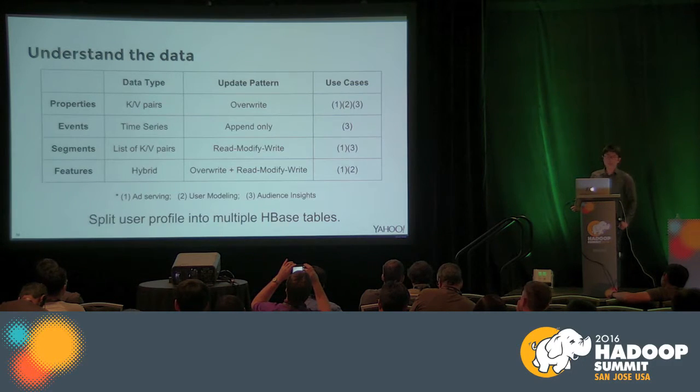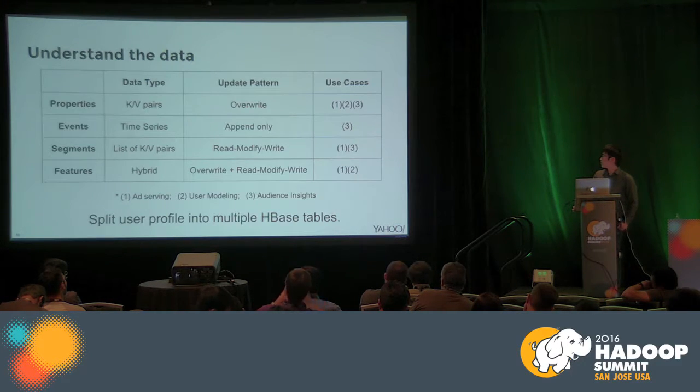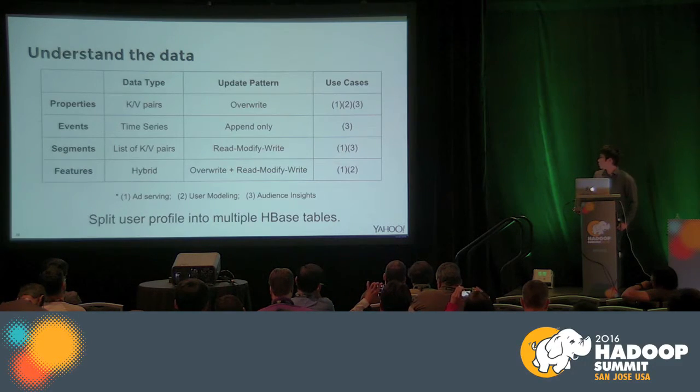The second one is the events data. Events data are time series data, for example, the ad click history or page view history of a user. And the update pattern is append only. And events data will be used to create audience insights.